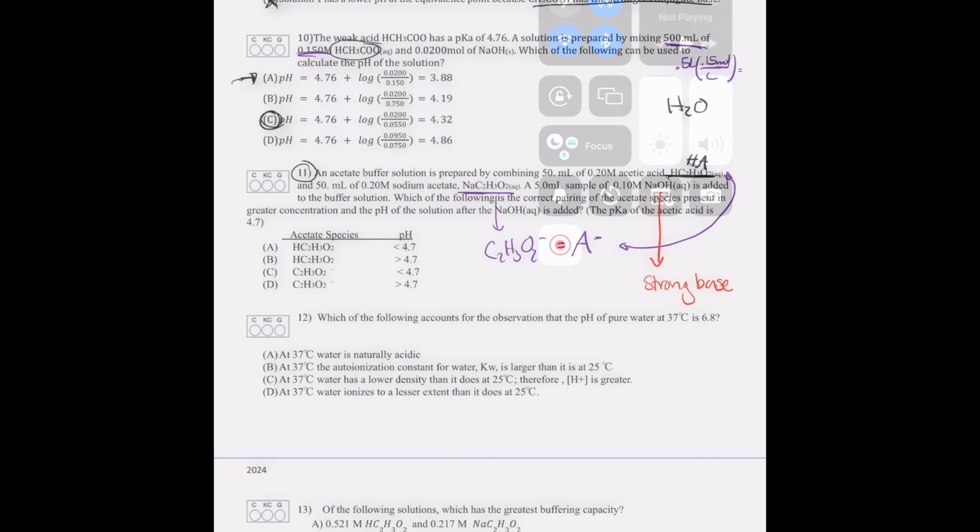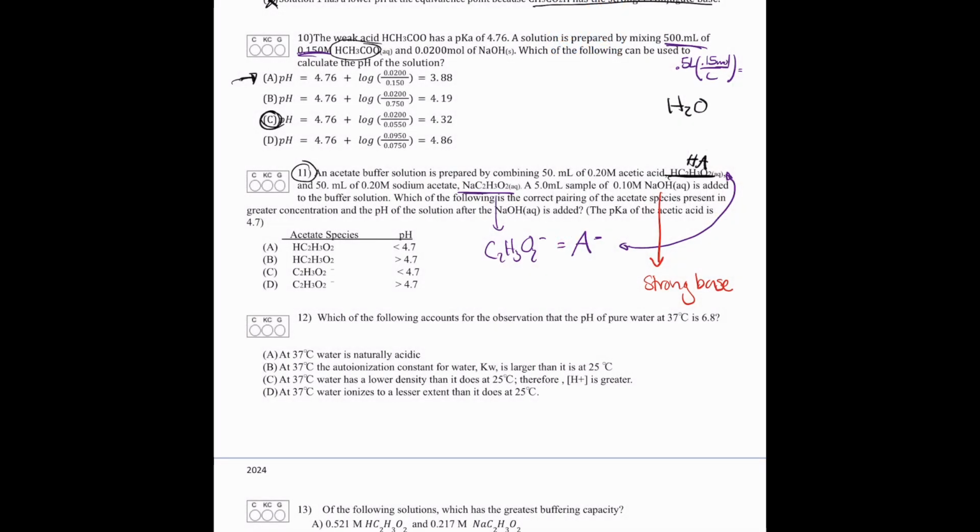Okay, so with our strong base being added to the buffer solution, it says, which of the following is the correct pairing of the acetate species present in the greater concentration after the base has been added? And then it tells us the pKa of the acid is 4.7.